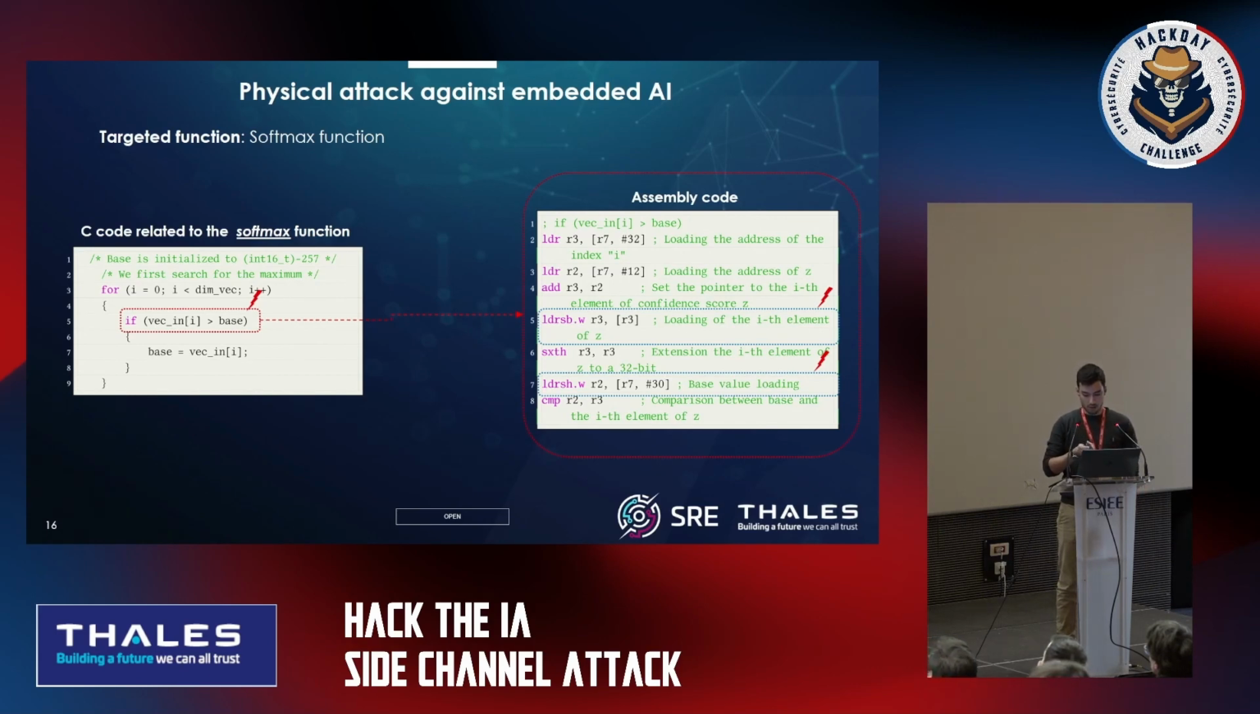The first line, line 5, loads the i-th element of the vec_in, so of our vector. So it loads the i-th logit. And line 7 will load the base value. So through those loading processes, we can be confident that the logits will be manipulated by the device. And that's why we can extract the sensitive information, so the logits, from the physical traces. It's because the neural network will manipulate the logits.